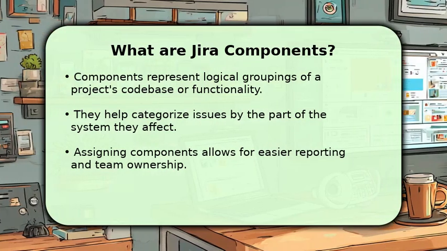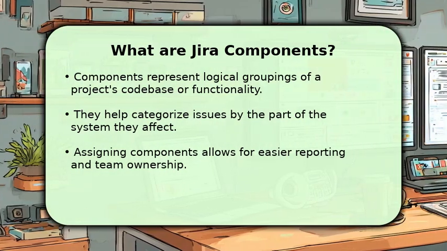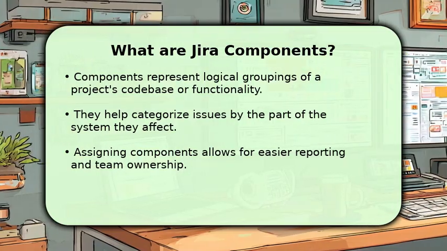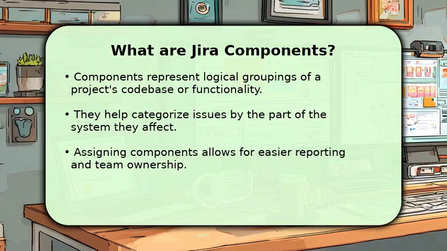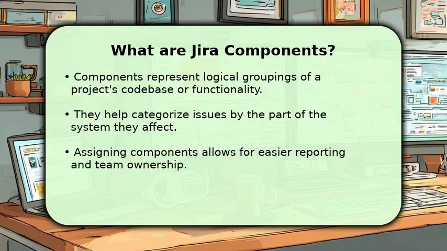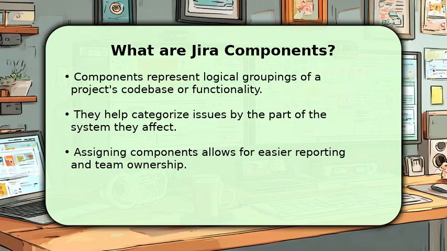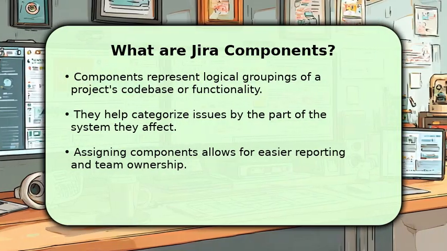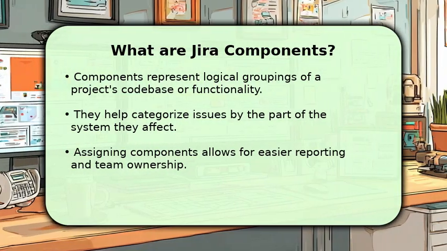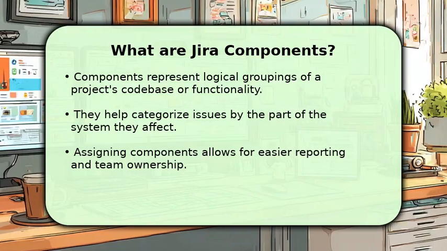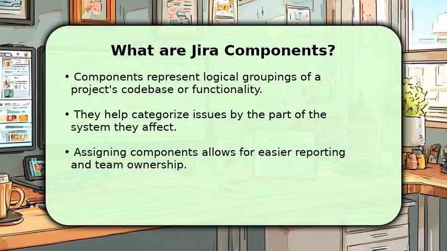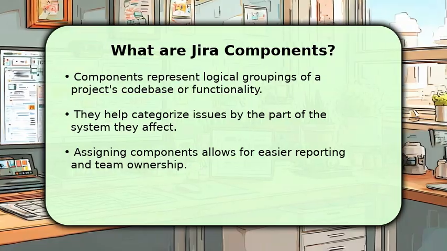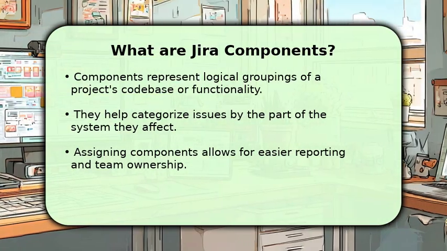Jira components represent logical groupings of a project's codebase or functionality. Think of them as categories for specific parts of your system, like user interface or database. They help categorize issues by the affected area, making reporting and team ownership much clearer. A single issue can even belong to multiple components, offering flexible organization for complex projects and improving traceability significantly.